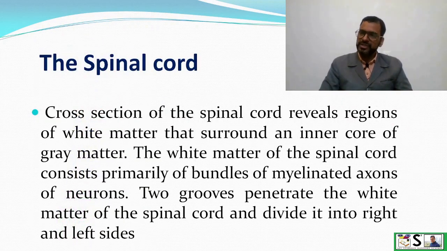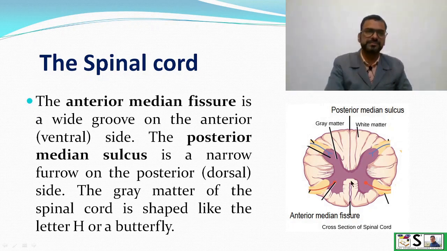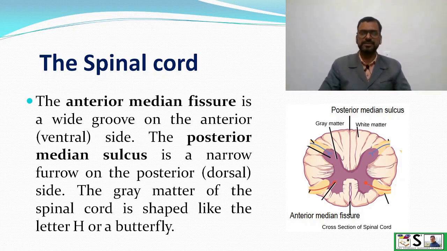Cross section of spinal cord reveals the regions of white matter that surrounds the inner core of gray matter. The white matter of spinal cord consists primarily of bundles of myelinated axons of neurons. Two grooves penetrate the white matter of the spinal cord and divide it into right and left sides. Here, this is the posterior sulcus and this is the anterior sulcus. The anterior median fissure is a wide groove on the anterior side, while the posterior median fissure is a narrow groove on the posterior side.